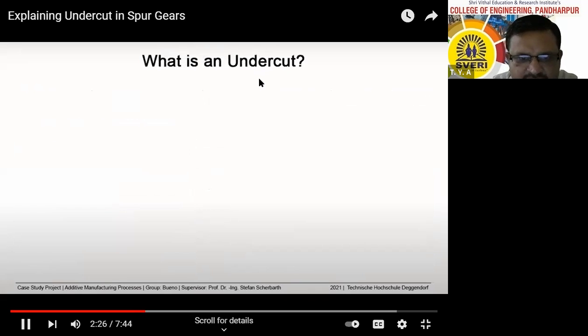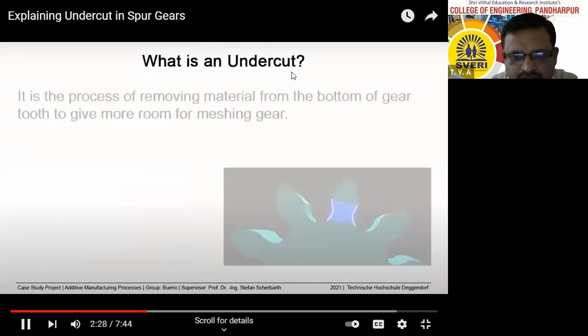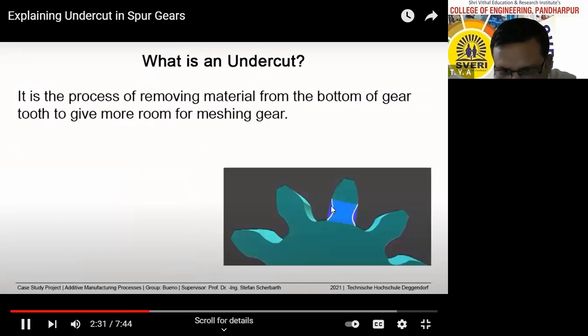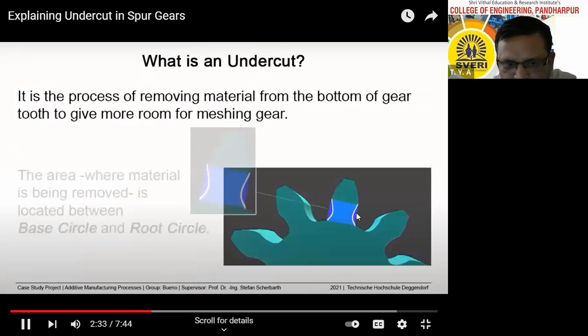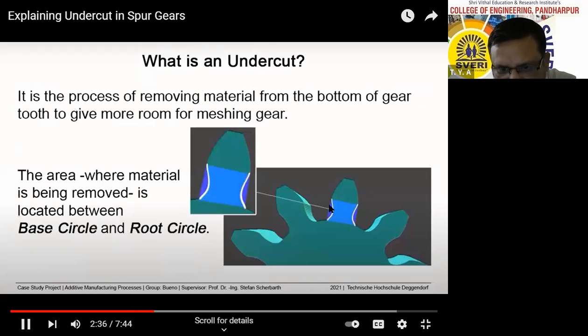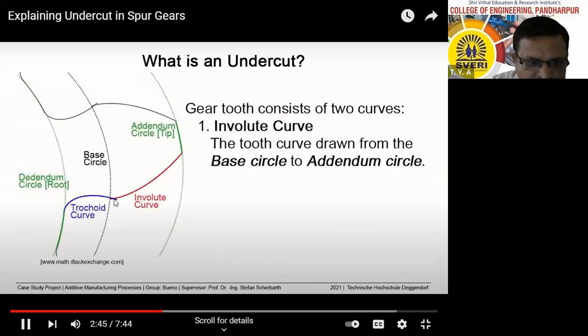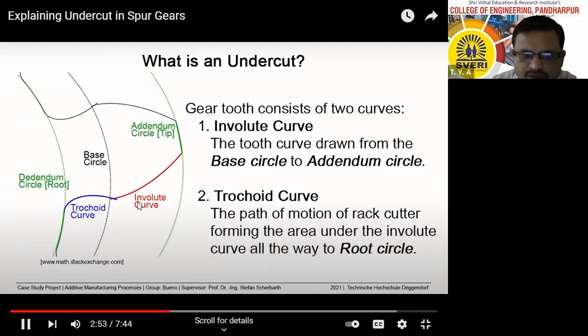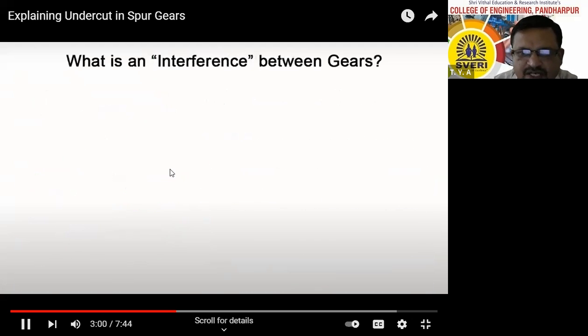What is an undercut? Undercut is also known as interference. See that this much portion, that blue portion, is removed by the tip of one gear tooth from another gear tooth. This much material is removed and that process is known as undercutting or interference. See that this much portion is removed. That's why, always remember, the desired contact area is known as the face of the gear tooth. The face of the gear tooth means this much red line. This much is the desired contact area.